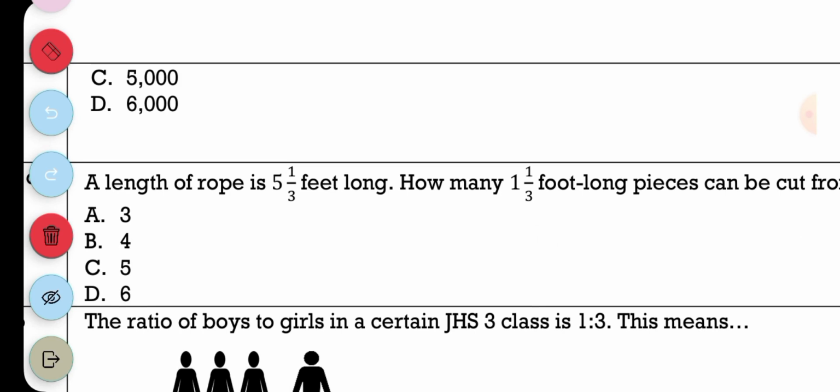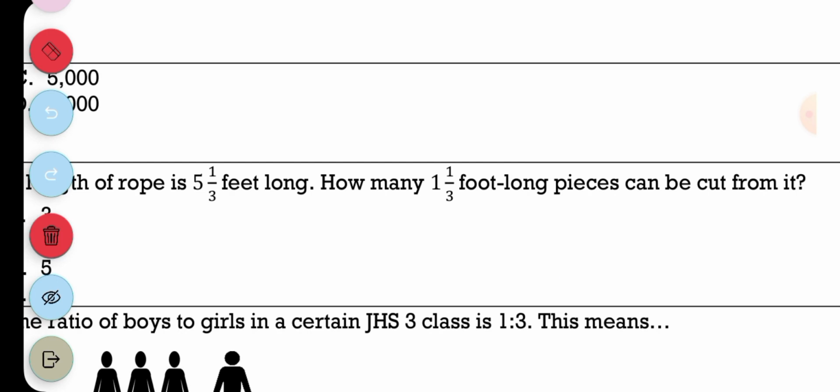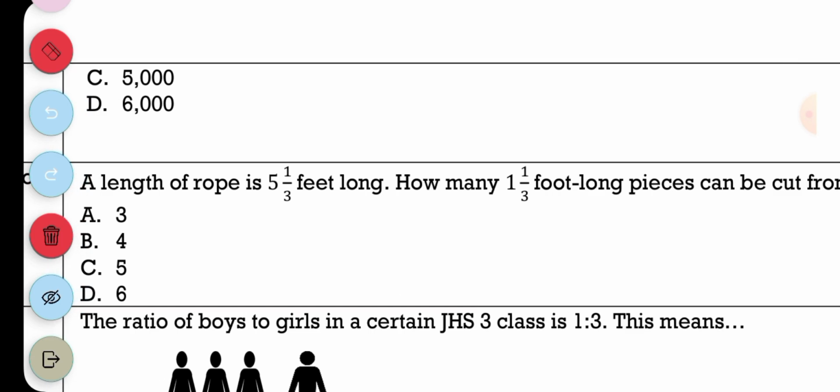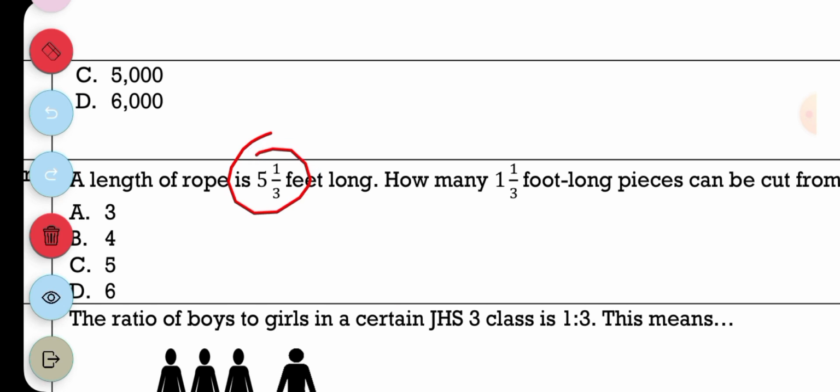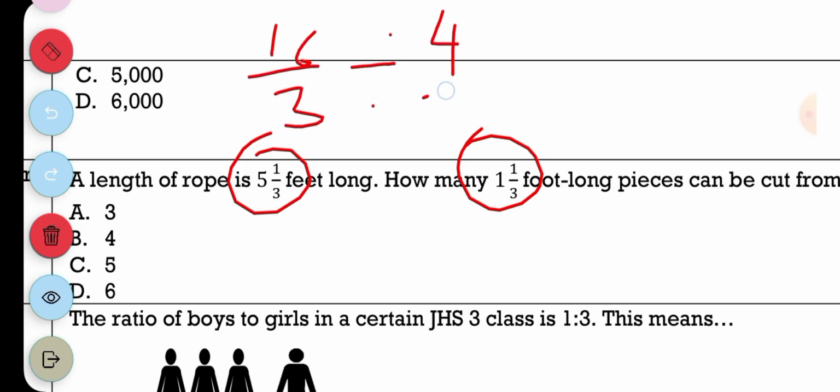So the next question, the length of a rope is 5 whole number 1 over 3 feet. How many 1 whole number 1 over 3 feet long pieces can be cut from it? For this question, you're going to convert this and that to improper fractions and work it out. So you are going to have 16 over 3 divided by 4 over 3. And then you are going to end up with 4. So your answer is B.